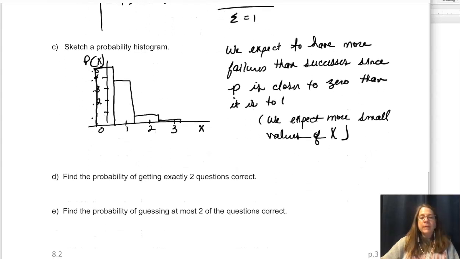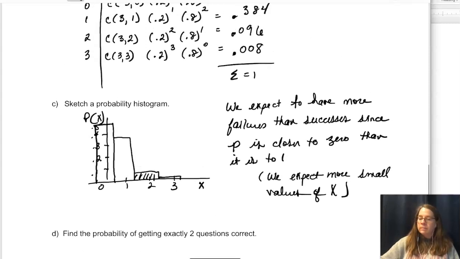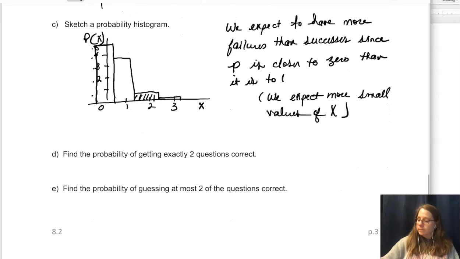Find the probability of getting exactly 2 questions correct. That would be the area of the bar that is above the x value 2. In your table, you computed this answer to be 0.096.